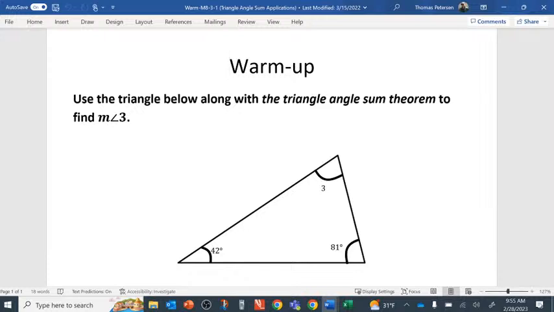Yep, 42 plus 81, which is 123. 180, yeah. Yep, perfect, beautiful. How many of us were able to get 57? Yeah, cool. Excellent, very good.